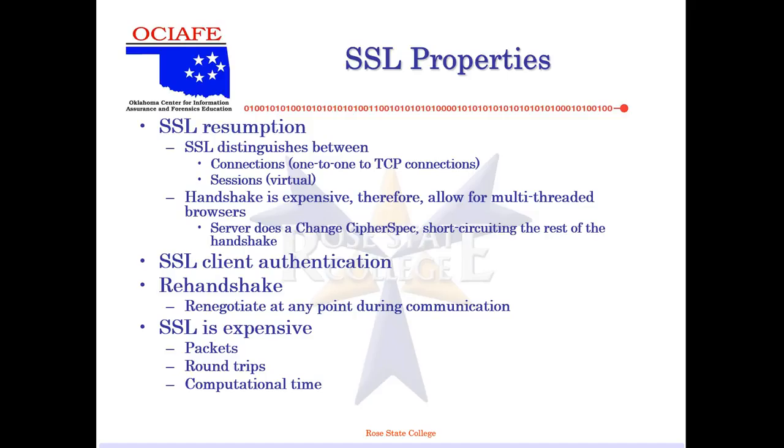SSL resumption. That will distinguish between your one-to-one or TCP connections. They're all virtual. The handshake is expensive, therefore it's allowed for multi-threaded browsers. And you really don't want to do much SSL resumption. You'd rather it quit and then they have to reinitialize. SSL client authentication, you'll have to do a re-handshake. And what it means by expensive is there's a lot more stuff that has to go on behind the scenes, so your process keeps going over and over and over.